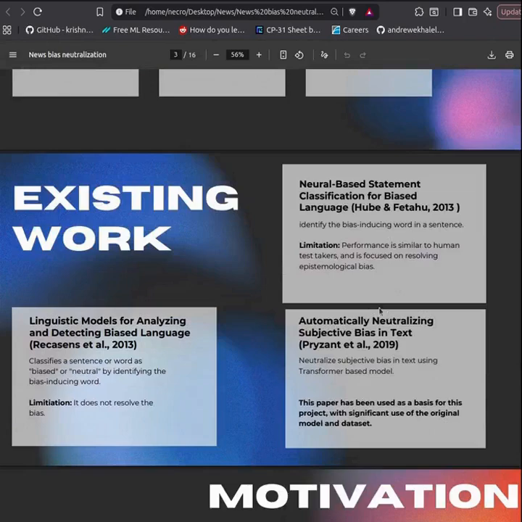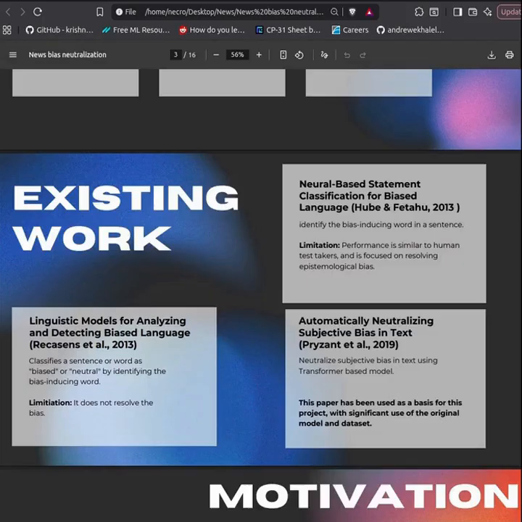Now I will be going through the existing work in this topic. I reviewed the academic literature and I found a couple of papers which were relevant to this topic. From 2013, there are two papers by Hube and Fetahu and Recasens which focus on classification. Their models were designed to identify bias-inducing words and label full sentences as biased or non-biased. However, their key limitation was that they didn't fix the problem, they just identified the bias.